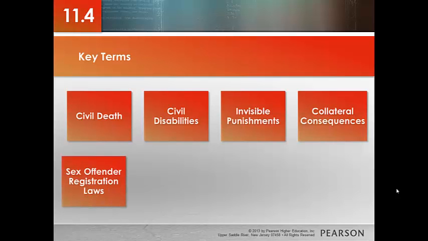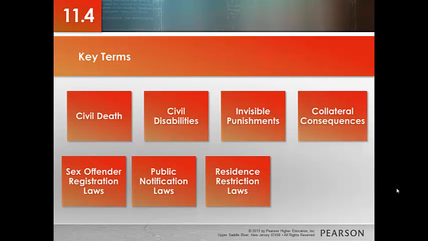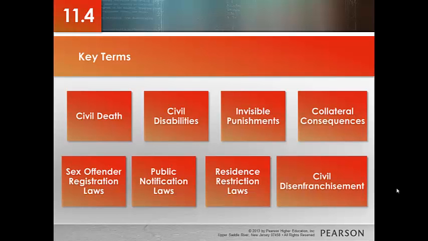Sex offender registration laws. These laws require persons convicted of sex offenses to register in a community even after they have completed their sentence for that conviction. Public notification laws. These laws require the public to be notified of the name and location of certain sex offenders in the community. Residence restriction laws. These laws require sex offenders to live in certain areas or restrict them from living in other areas. Civil disenfranchisement. This is the loss of the right to vote, due, for example, to a felony conviction.